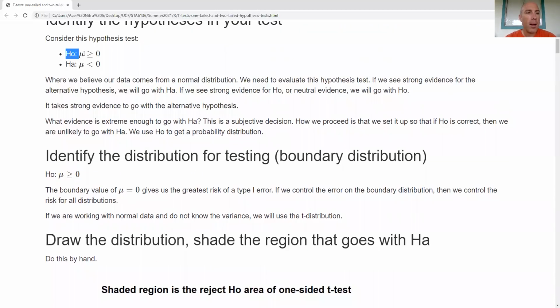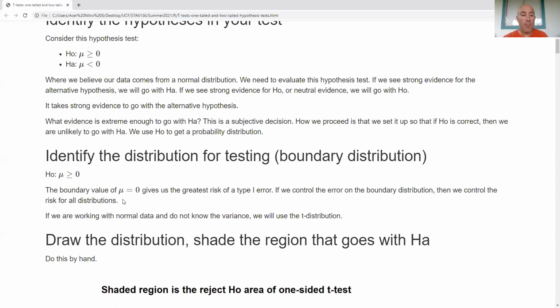I'll scroll up a bit. I look at the boundary of mu on these two inequalities, and I can see that mu equal to 0 is that boundary cutoff. If mu is equal to 0, that's the scenario in this collection of population averages where I'm most likely to make that error. So I'm going to control the error there, and that way I know in all other possibilities I have at least that much control over the situation. Remember, I'm picking the boundary distribution, so for us, mu is equal to 0.